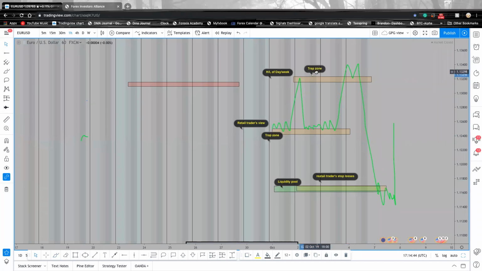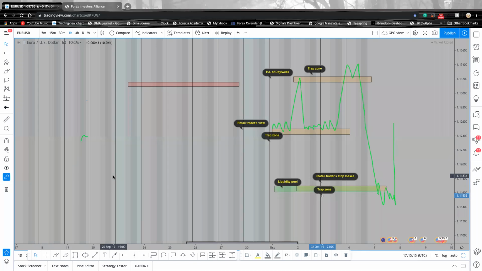right here and right here. So I hope you have a pen and paper. Exactly, liquidity pools become the next trap zone. Exactly. What do you mean by baseline? Or the ceiling or baseline? Oh, don't worry then. So now I hope you have a note, pen, and paper, that there is a trap zone, liquidity pool, and high or low of the week.